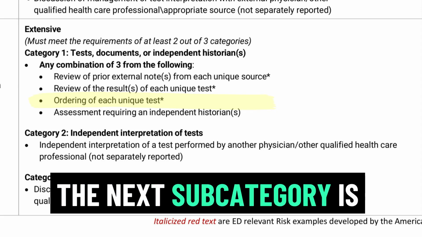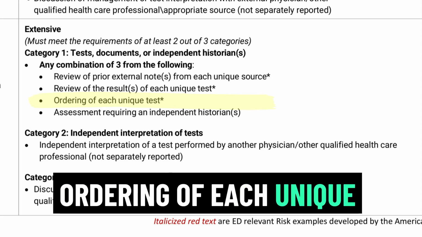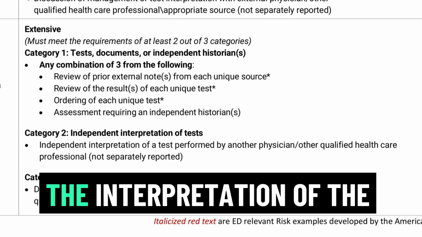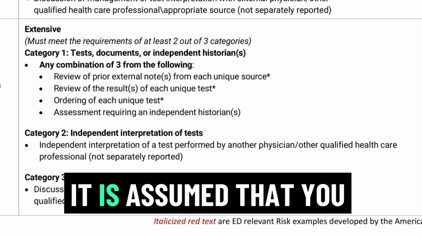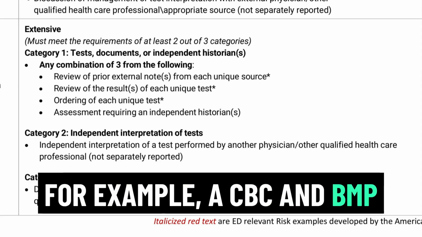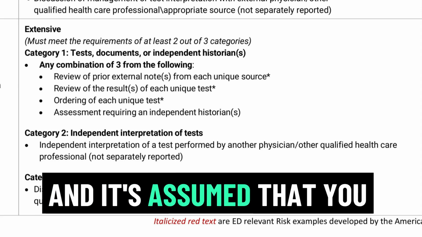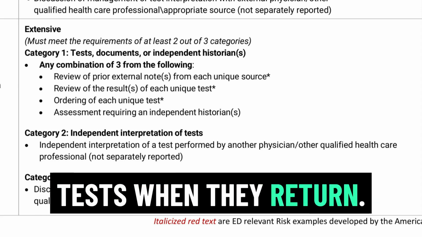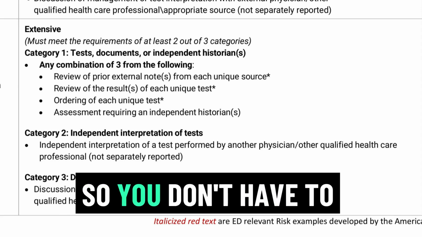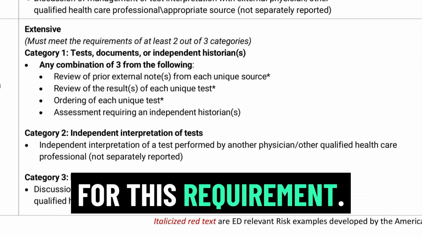The next subcategory is ordering of each unique test. Simply ordering a test counts here. You don't need to mention the interpretation of the lab test. It is assumed that you interpret all the tests you order. For example, a CBC and BNP count as 2 separate tests, and it's assumed that you will interpret these tests when they return. And this information is often pulled into your note by your EMR, so you don't have to document anything more for this requirement.